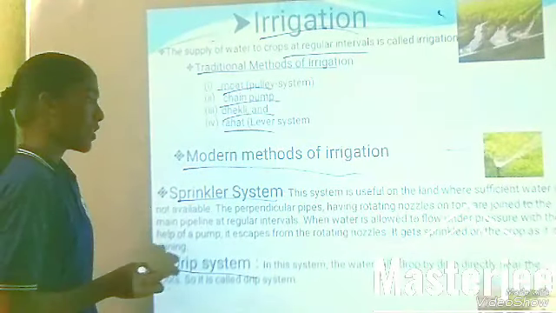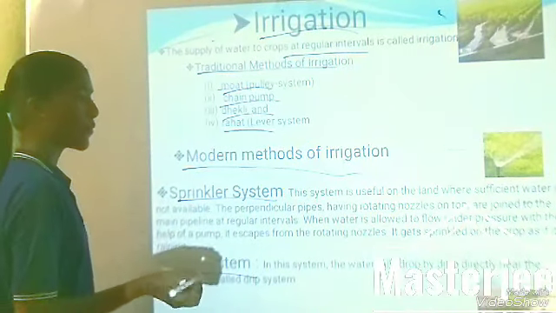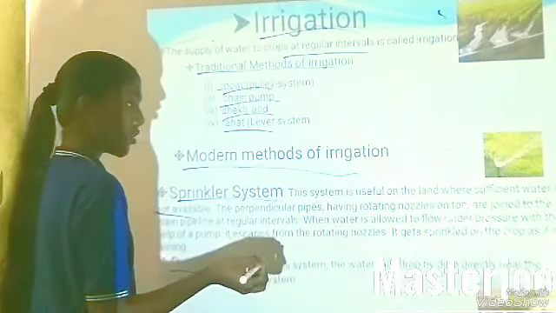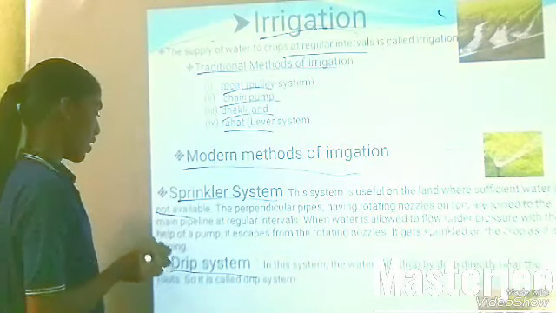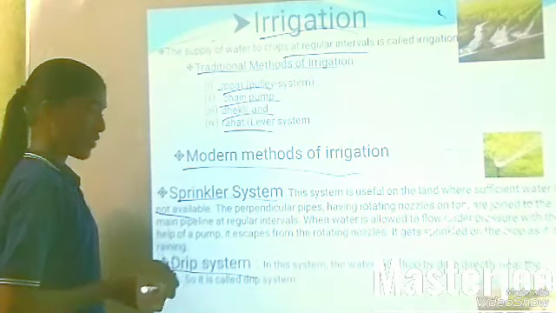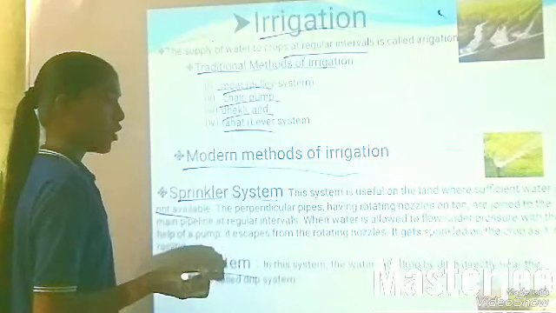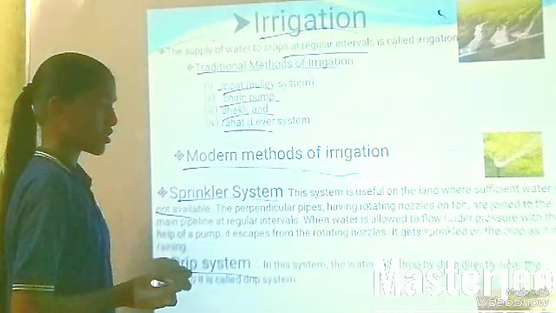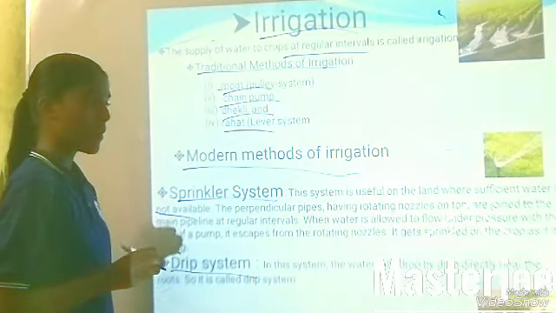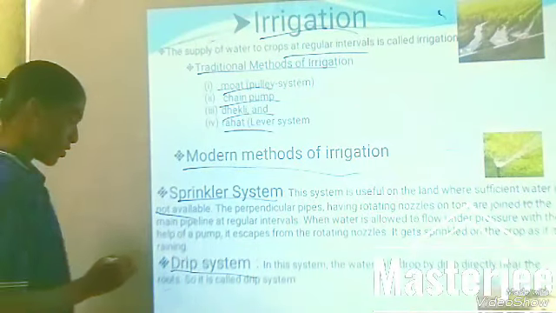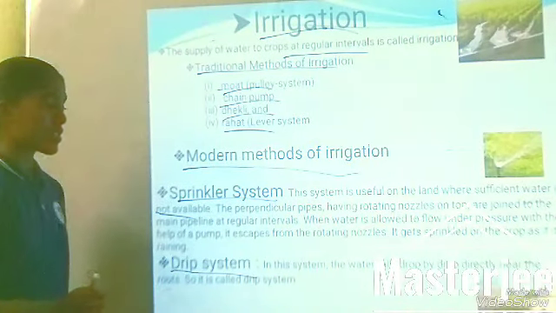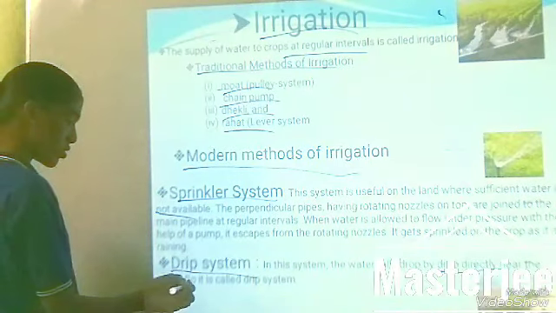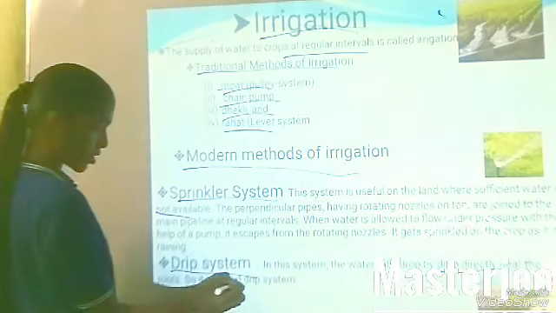Sprinkler system. This system is useful on the land where sufficient water is not available. The perpendicular pipes having rotating nozzles on the top are joined to the main pipeline at regular intervals. When water is allowed to flow under pressure with the help of a pump, it escapes from the rotating nozzles. It gets sprinkled on the crop as if raining. So the next thing is drip system. In this system, the water falls drop by drop directly to the roots, so it is called drip system.